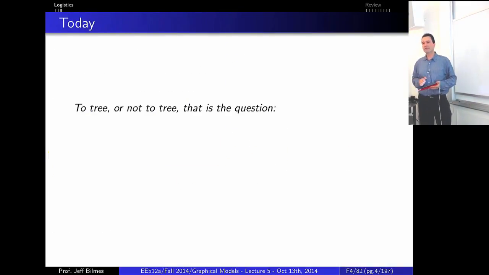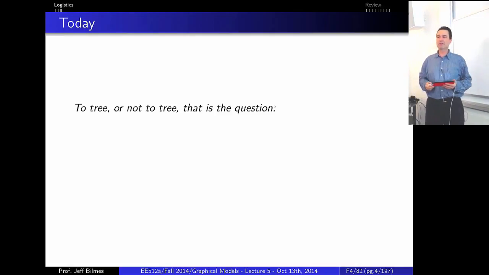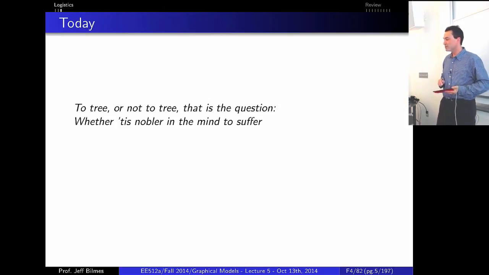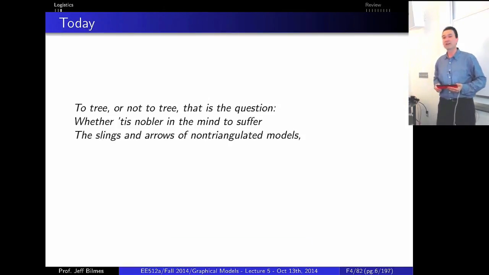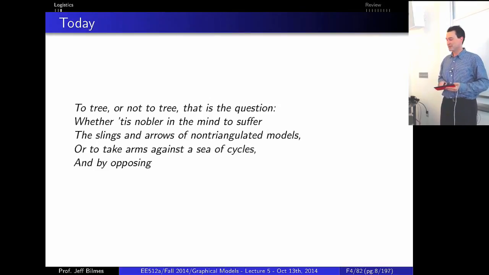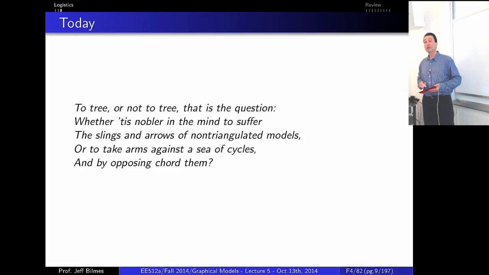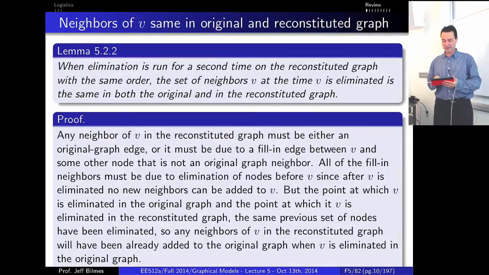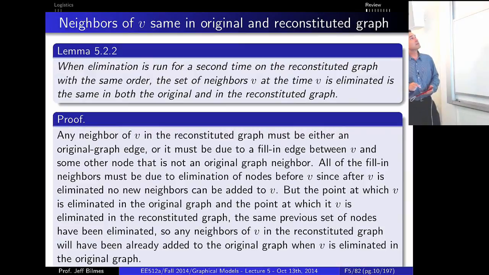So another way of looking at today's lecture is a little bit of poetry, which I'm notoriously bad at, but I will try to attempt to read it nonetheless. To tree or not to tree, that is the question. Whether it is nobler in the mind to suffer the slings and arrows of non-triangulated models, or to take arms against the sea of cycles, and by opposing, chord them. So if you're interested in the poetic aspect of today's lecture, this is essentially what we're going to be talking about.